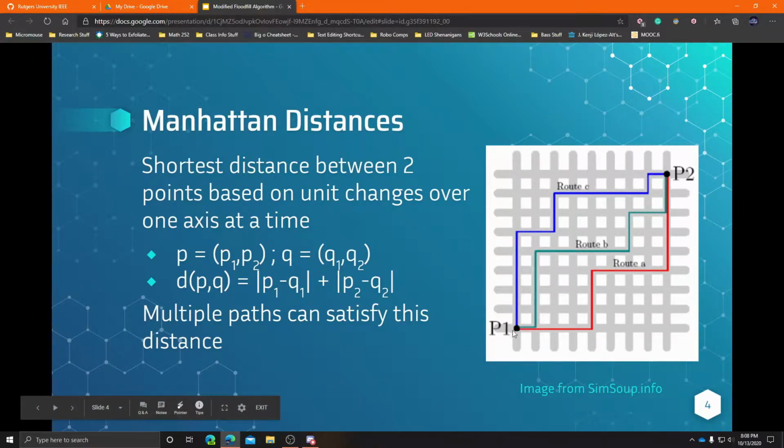Right, so let's say point 1 was located at 0, 0, and point 2 was located at 2, 2. I know it's not actually 2, 2, by the way. I'm just saying for the sake of the discussion. And we want to calculate what the Manhattan distance is between these 2 points. Okay, so then you just do P1, which is 0, minus Q1, 2, which is minus 2. So you get 2. Right, the absolute value of minus 2 is 2. And then 2 plus 2, you get a Manhattan distance of 4. Right? Now, keep in mind, multiple paths can satisfy this distance.